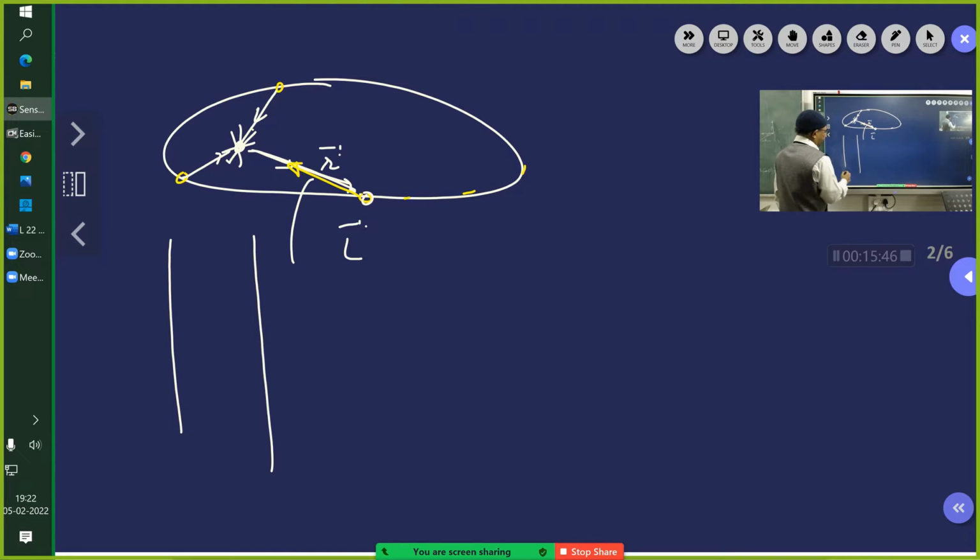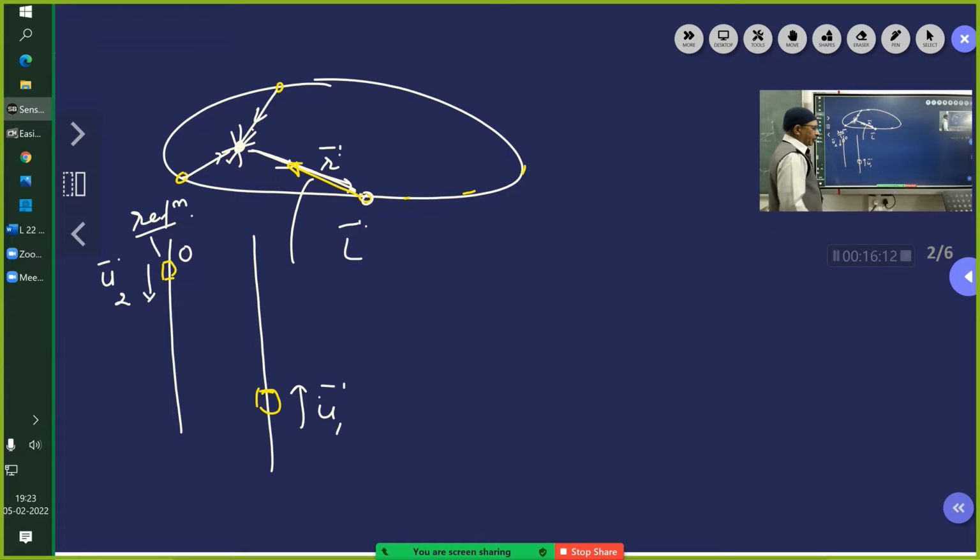Now one more illustration. Say one car is moving in this direction. Another car is moving in this direction. If I take this point as the reference point, then this is moving with velocity u1 bar constant, and this is moving with velocity u2 bar constant. Now the angular momentum of car 2 with respect to 1, is it changing or is it constant?